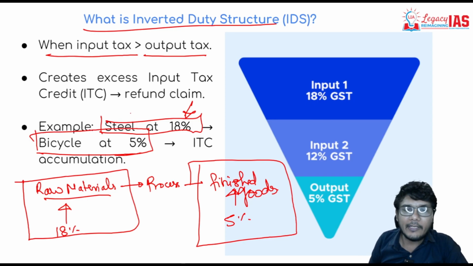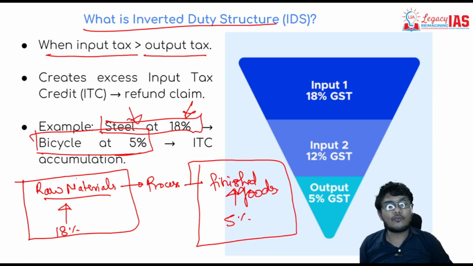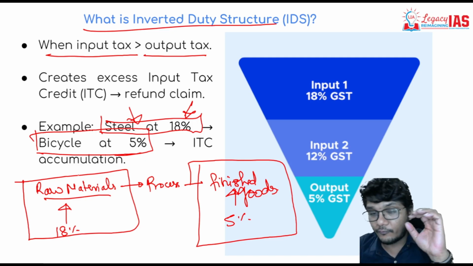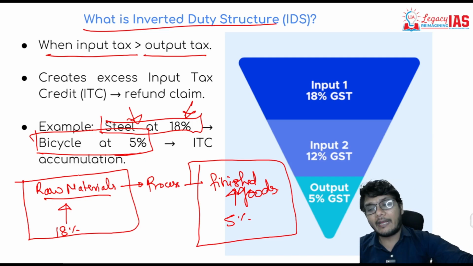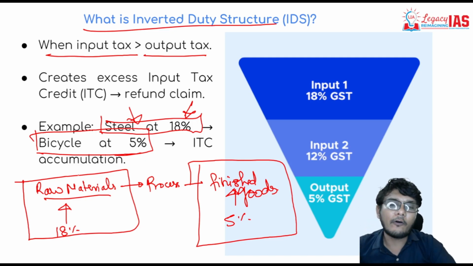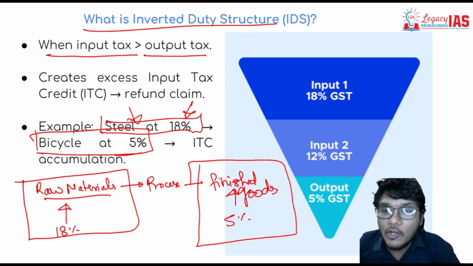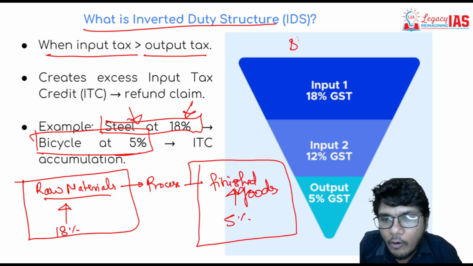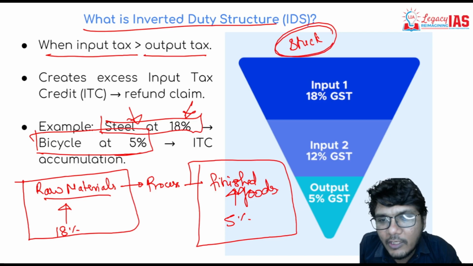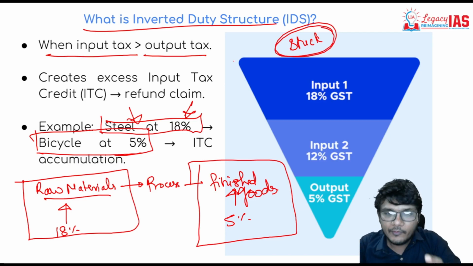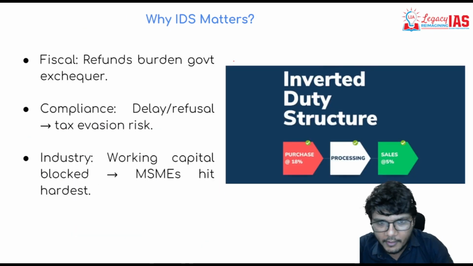So what will happen is the manufacturer would have already paid a higher tax, and while selling the bike, it's just 5%. So the producer will have to then file for a refund of the additional tax that was already paid. So the money of the producer will be stuck with the government. This is the concept of inverted duty structure.